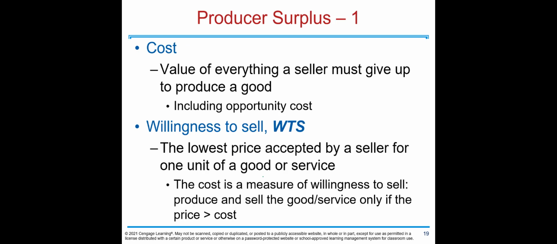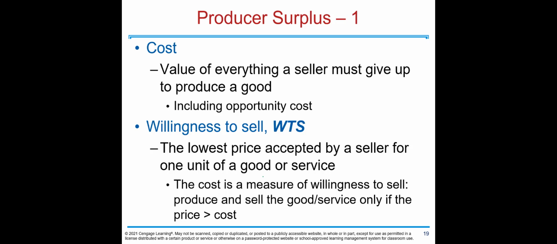Now next we talk about producer surplus. First, let's define cost. Cost is the value of everything a seller must give up to produce a good. It includes the opportunity cost. So that means if you spend 10 hours to produce a product, then you need to include the time lost, which is 10 hours, because with that 10 hours you could have earned a wage from another job. Therefore, this should be included in the cost.